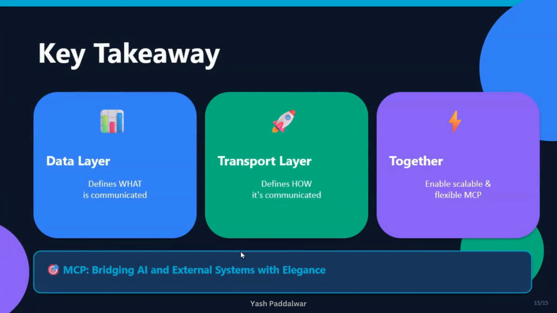The key takeaway from all this, whatever we have learned, is MCP works because it cleanly separates what is said and how it is sent. This makes the Model Context Protocol flexible, scalable, and future proof. So it is a very robust mechanism, and a lot of thought process is applied to make this entire protocol. So I hope you are now understanding the beauty of MCP.